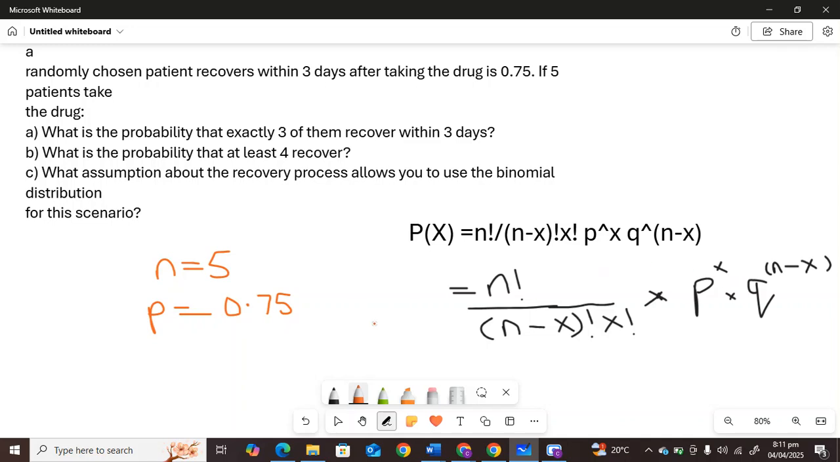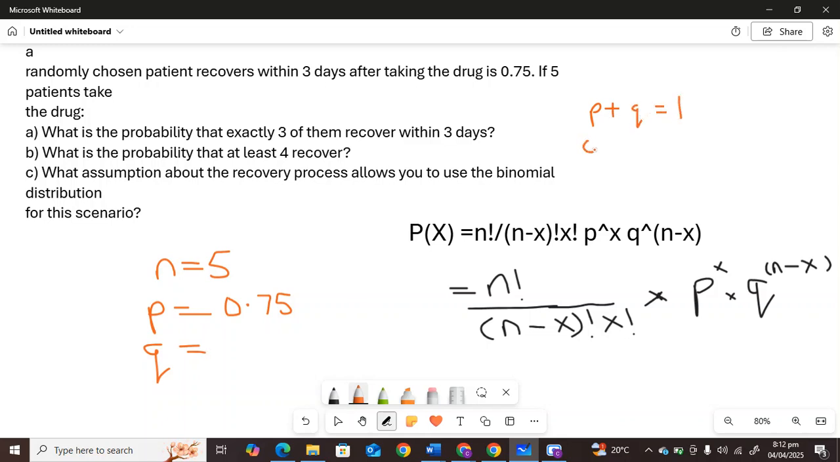Q represents the probability of the failure. So this is the probability that if the person takes the drug, they do not recover within 3 days. So remember, according to the rules of probability, when you're adding up probabilities, they have to total up to 1. That 1 represents 100%. So here we already have the probability of a success. We want to find the probability of the failure, meaning the person doesn't recover within 3 days. So you say P plus Q equals 1.